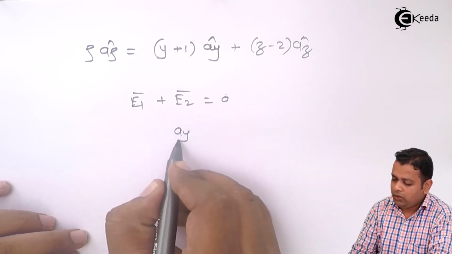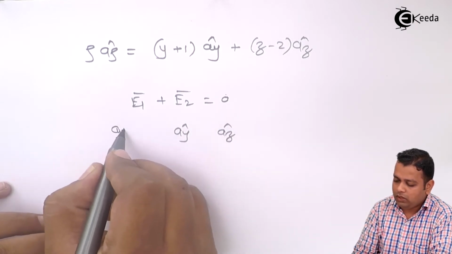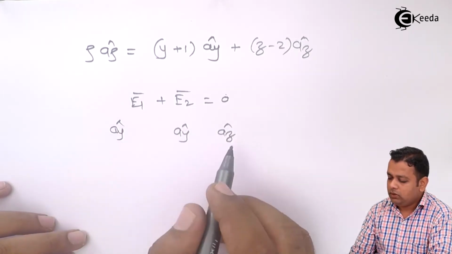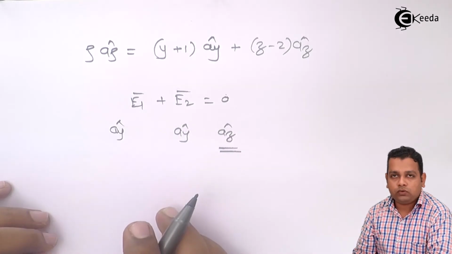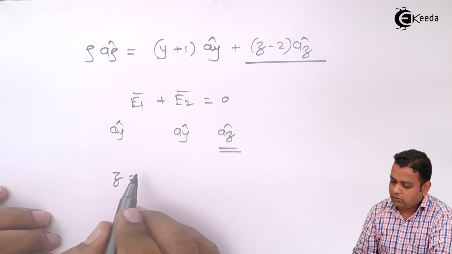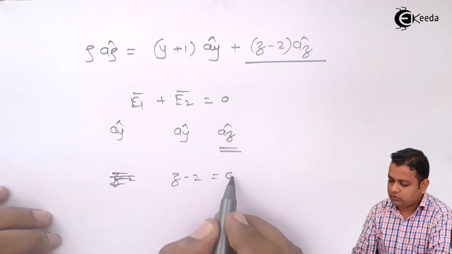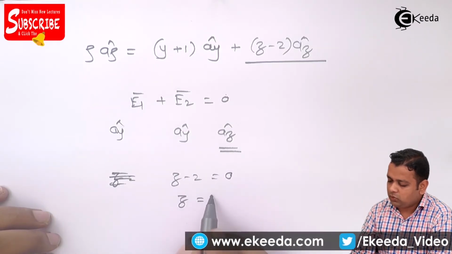Because of E2 we have ay component and az component. Because of E1 we have ay component only. So the z component should be equal to 0. So for this component we take z minus 2 should be equal to 0. Hence z is equal to 2.